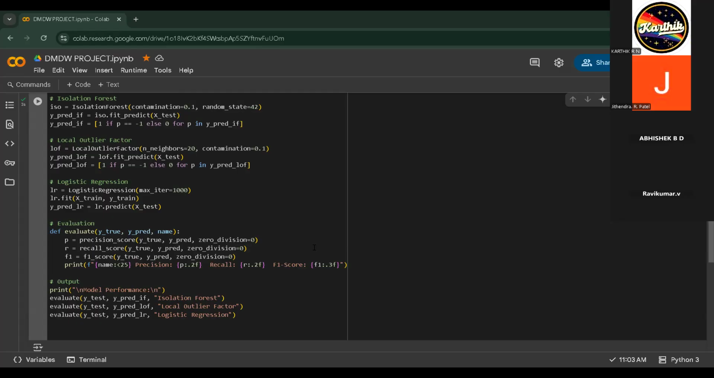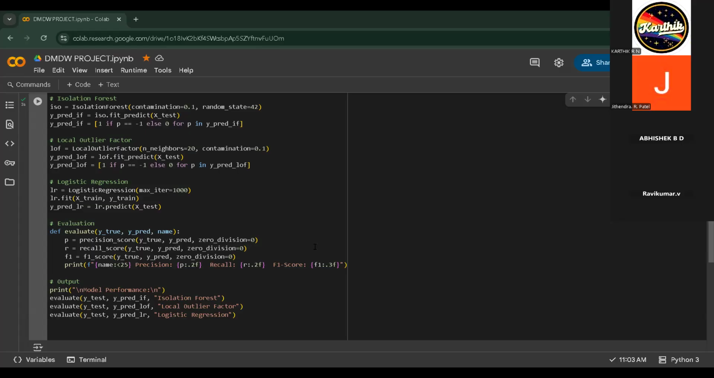Next, coming to LR = LogisticRegression, max_iter=1000. LR.fit(X_train, y_train), y_prediction_LR = LR.predict(X_test). It is a supervised learning model that uses actual training labels to learn, and predicts whether each transaction in X_test is fraudulent or not.